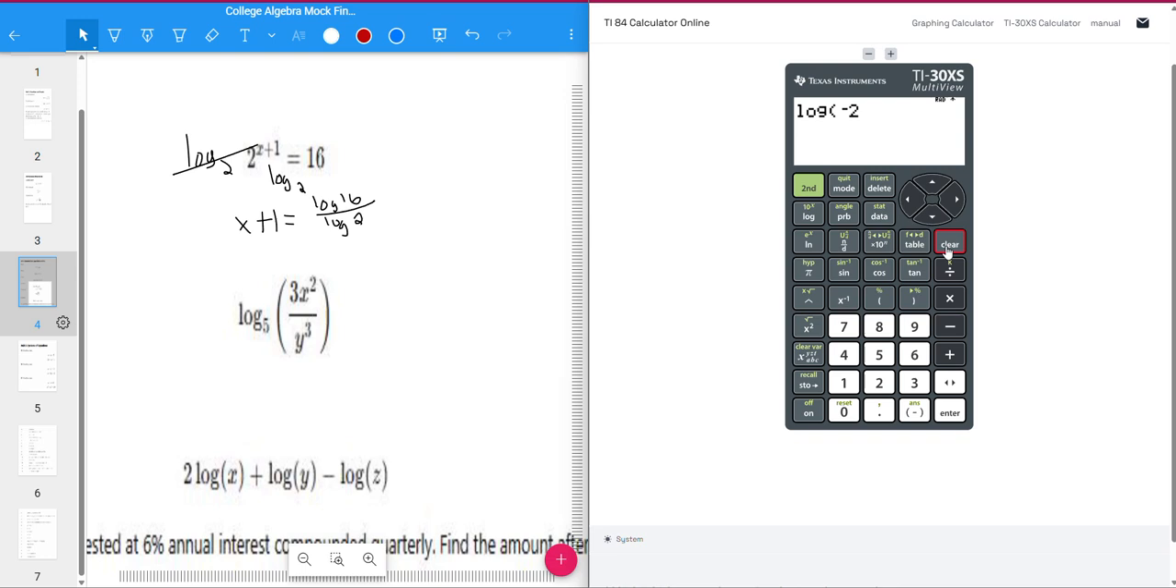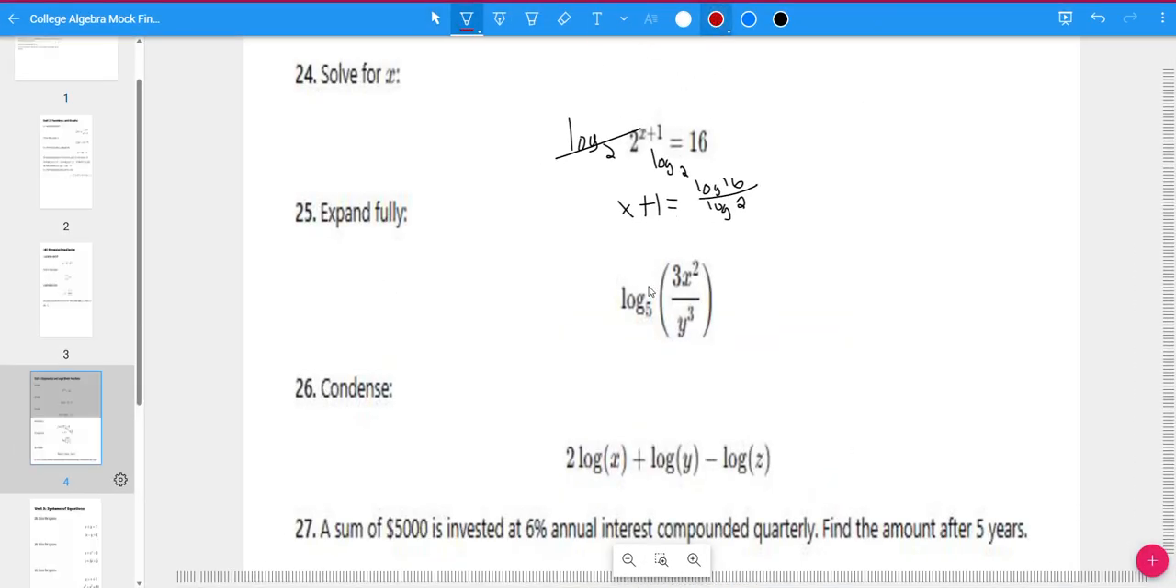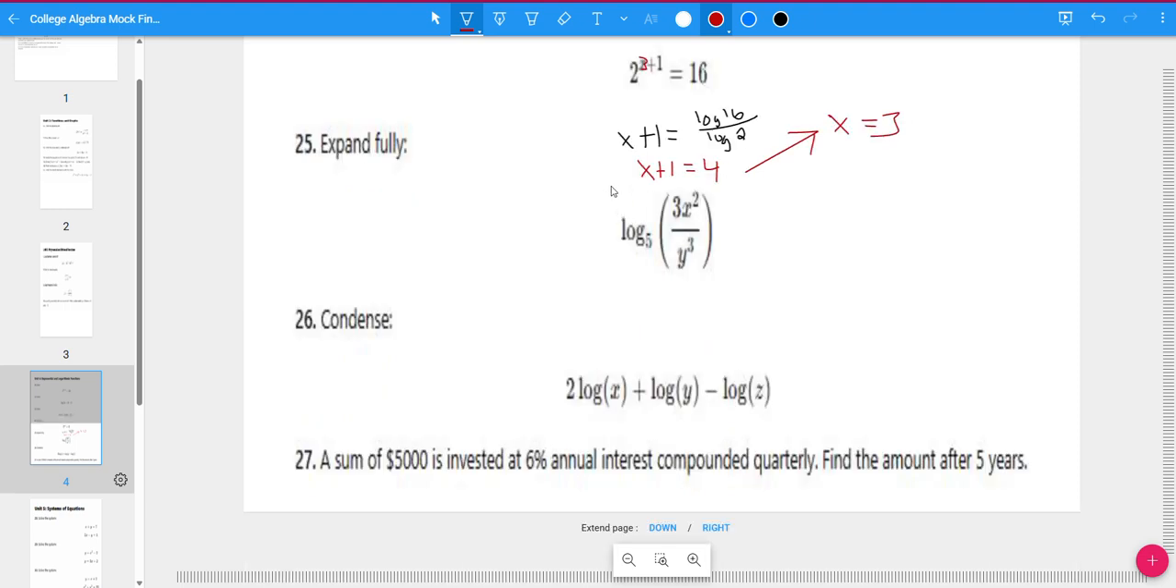So when I look at this then, I have log 16 over log 2, which is 4. So x plus 1 equals 4. If I subtract 1 on both sides, that gives me x equals 3, which does make sense, right? If I look at my original equation here, if I put a 3 here, that would give me 3 plus 1. So 2 to the 4th equals 16, which is right.